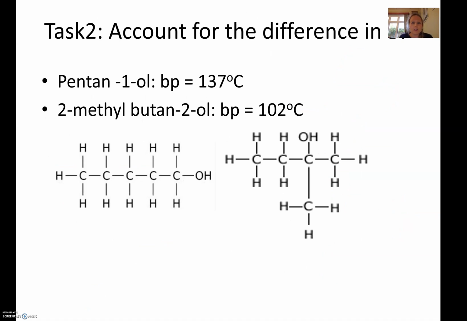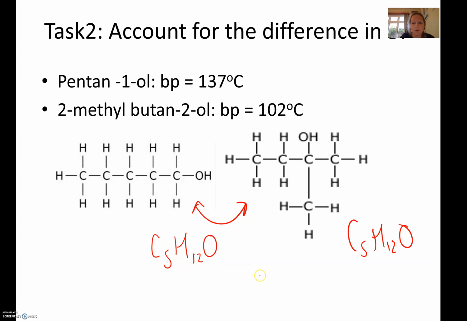Okay, task 2: account for the difference in boiling point of these two structures. Let's quickly go through the answer. These are actually isomers of each other, which means that they've got the same molecular formula, C5H12O. So they've got the same molar mass and the same sized electron cloud. So we would expect these two structures to have the same strength temporary dipoles. But what we can see here is that one's got a massively higher melting point than the other. So something else has to be having an effect here.